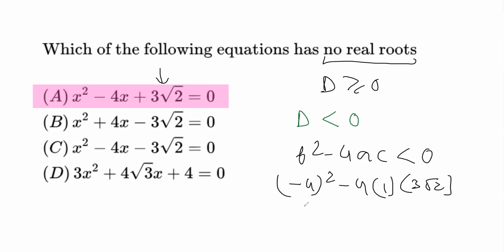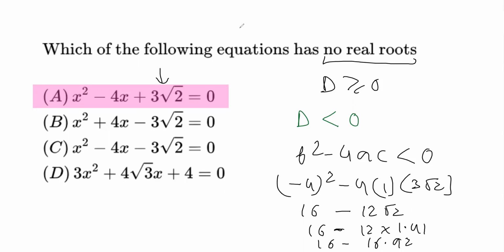Now, if you find this value, minus 4 square is positive 16, minus 4 into 3 is 12 times root 2. To ascertain the value of this, we can plug in root 2 as, say, up to 2 decimal places, 1.41. 16 minus, if you multiply 1.41 with 12, you get 16.92. So this is the value of D.